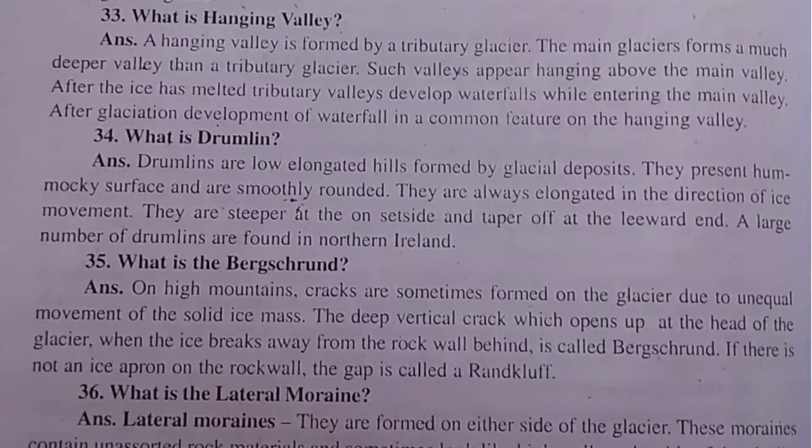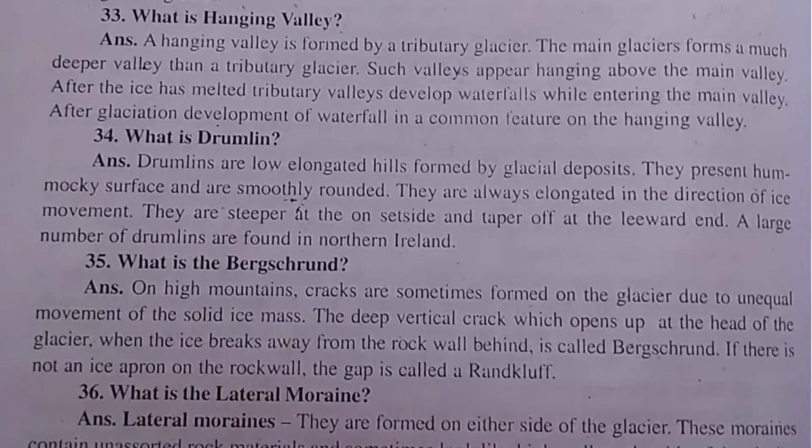Next question is what is a glacial trough? A glacial trough has a wide flat floor with steep walls and looks like a U. It is formed when the V-shaped valley of a pre-existing river has been over-deepened and widened by the passage of a glacier.